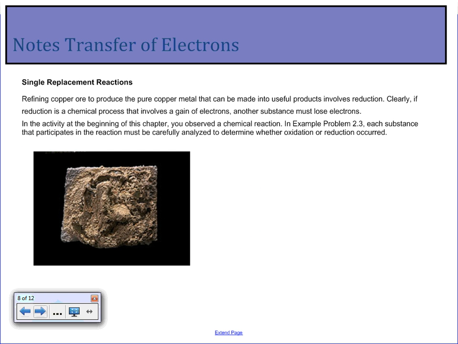So single replacement reactions. Refining copper ore to produce pure copper metal can be made in the useful products involving reduction. Clearly, reduction is a chemical process that involves the gain of electrons. Another substance must lose the electrons. So in this activity, at the beginning of the chapter, we will have observed some chemical reactions. And so now we're going to determine whether oxidation or reduction has occurred.